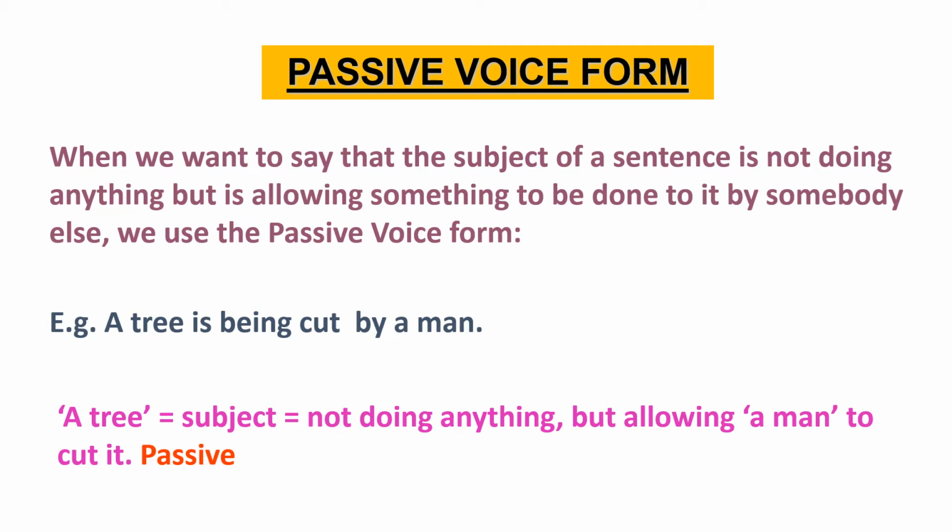Form of passive voice. When we want to say that the subject of a sentence is not doing anything but is allowing something to be done to it by somebody else, we use the passive voice form. For example, a tree is being cut by a man. In this sentence, a tree, the subject, is not doing anything but allowing a man to cut it. So, this sentence is in a passive voice.